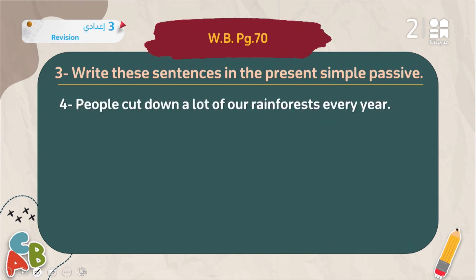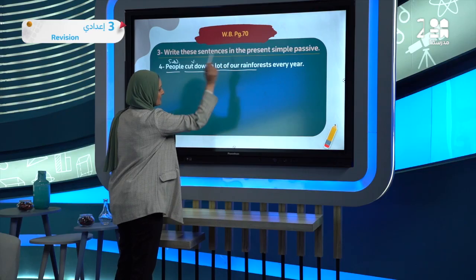People cut down a lot of our rainforests every year. Can you guess the subject? The subject is people. The verb is cut down اللي هو الأكشن. بيعملوا ايه الناس؟ cut down. بيشيلوا ايه او بيقصوا ايه او ايه اللي بيتم ازالته؟ a lot of rainforests. So this is the object.